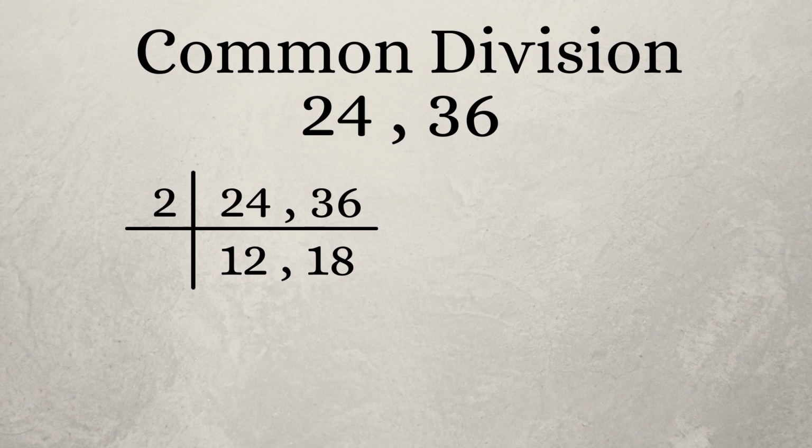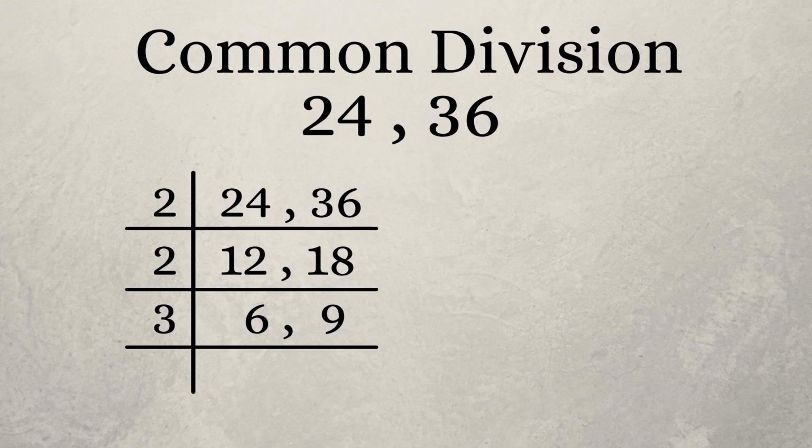Now we'll find out the smallest prime number that divides 12 and 18 evenly. That would be 2 again. So dividing, we get 6 and 9. Now the smallest prime factor common to 6 and 9 is 3. So dividing by 3, we get 2 and 3.